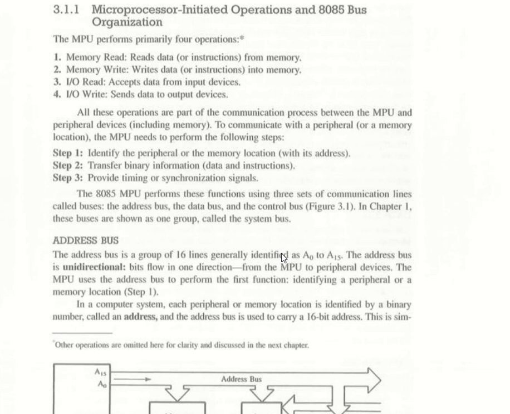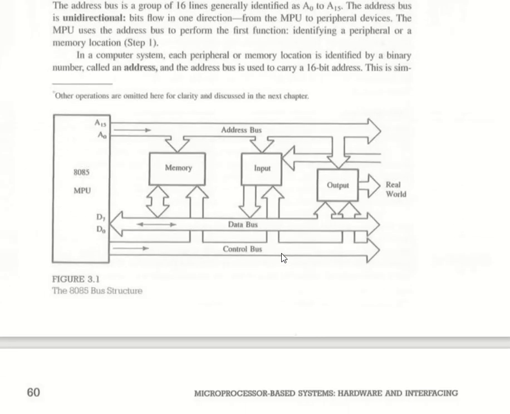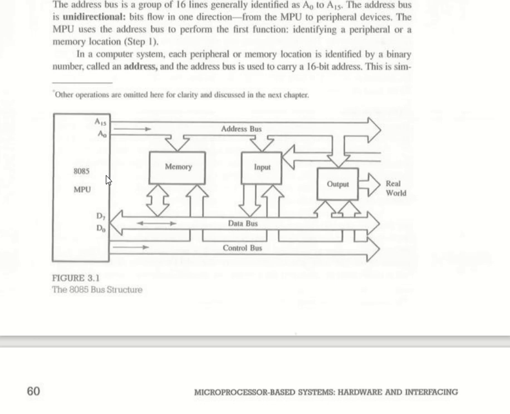So we are going to discuss the initiated operations of the 8085 microprocessor and the bus organizations. If you are studying the microprocessor unit, you must have the idea that there are two types of buses in a microprocessor: address bus and data bus, right? If you don't, then no need to worry, I will be explaining it. But come to this diagram first and see.